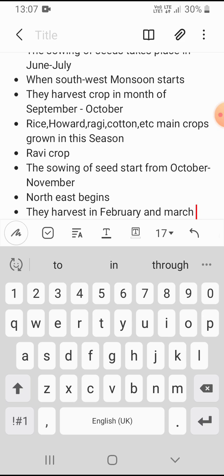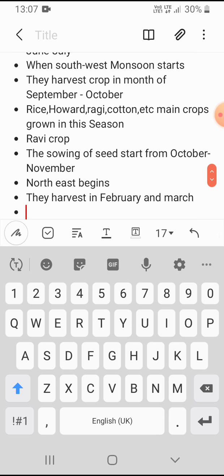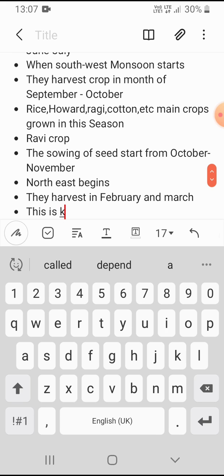So don't forget to remember this. This is known as Rabi season.